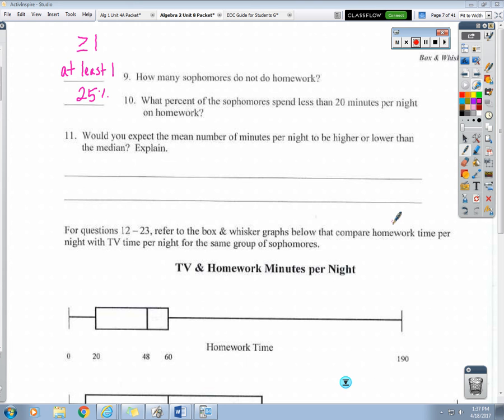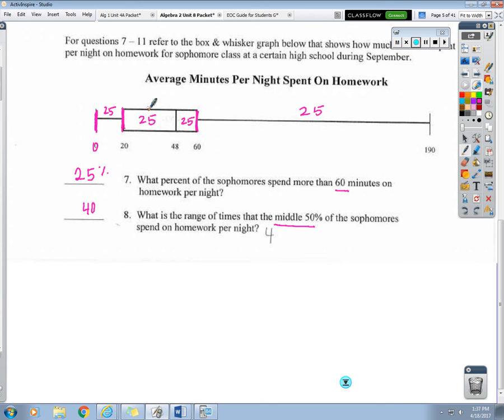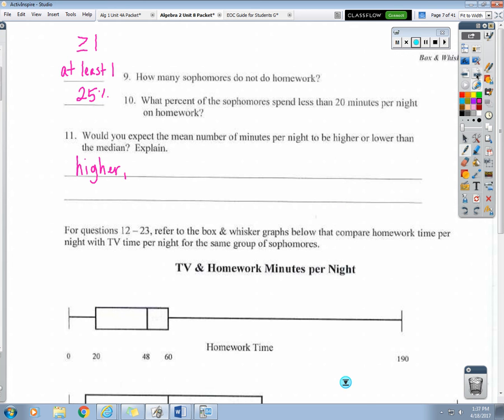Would you expect the mean number of minutes per night to be higher or lower than the median? Higher, and why? How is the data skewed this time? Correct. More of the data is shifted to the left, which is called skewed right. So higher because the data is skewed right.